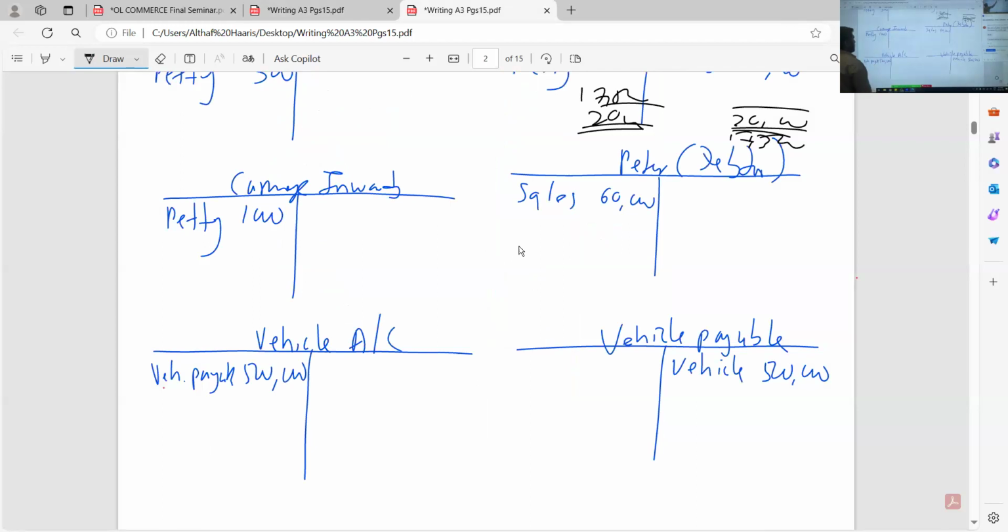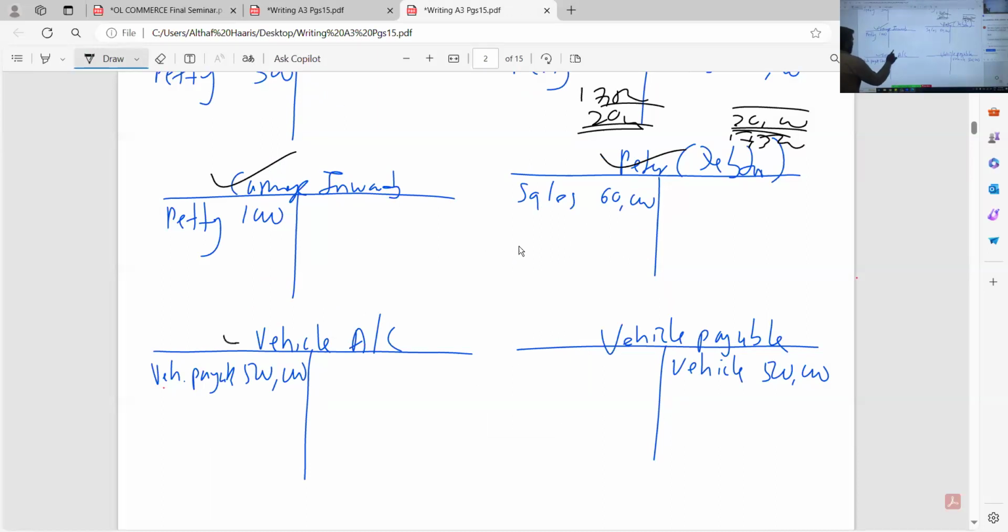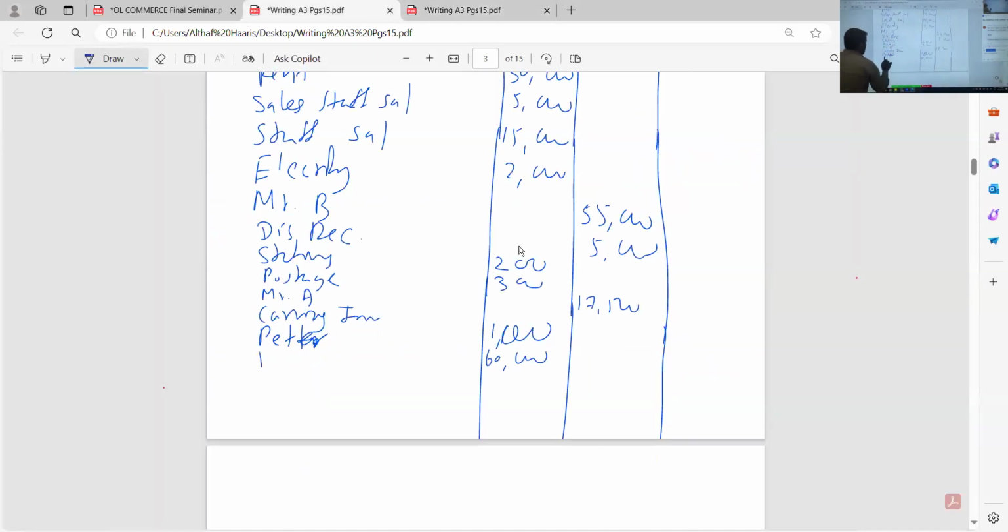Next one. Peter 60,000, Peter debit 60,000. Vehicle 500,000. Then vehicle payable 500,000. Can you all get the total, people?